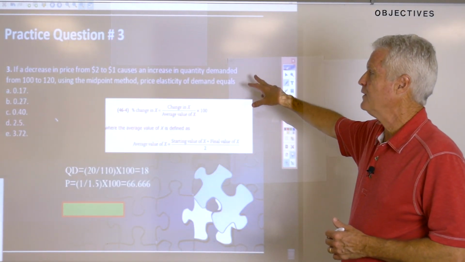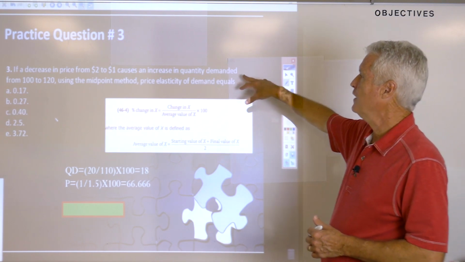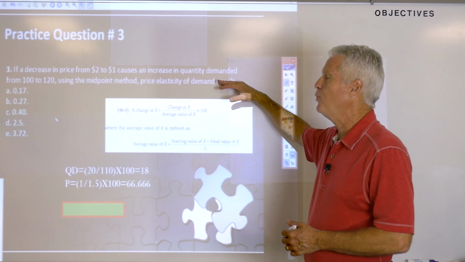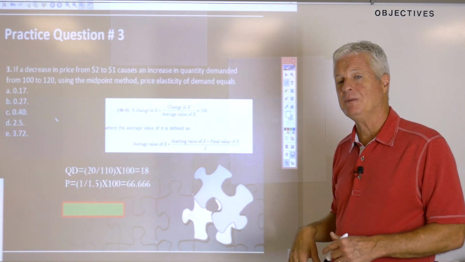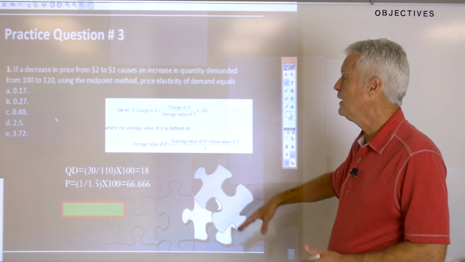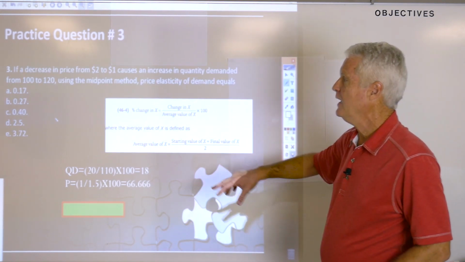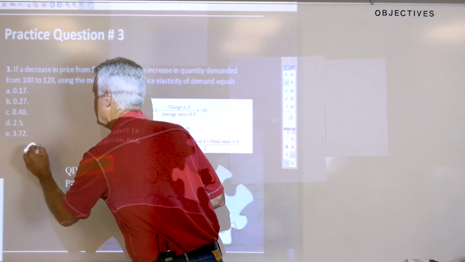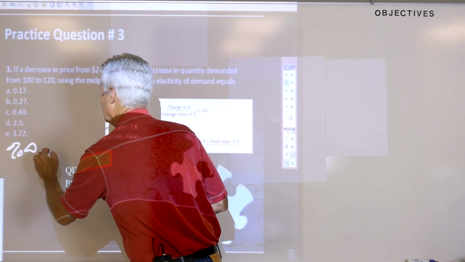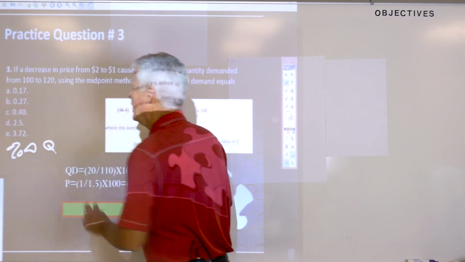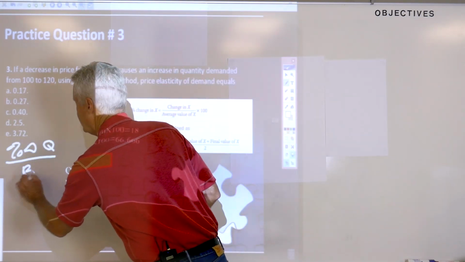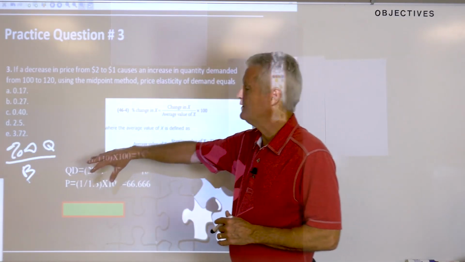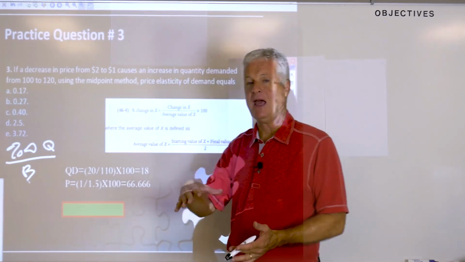Number 3, if the decrease in price from $2 to $1 causes an increase in the quantity demanded from 100 to 120 using the midpoint method. Okay, we're going to calculate the midpoint method, and we're going to use it doing it right here. What the midpoint method says is instead of starting at the beginning, normally, remember, it was percent change in quantity over where we begin, right? Percent over where we begin, or the change divided by where we begin. Instead of where we begin, it's going to be the average.